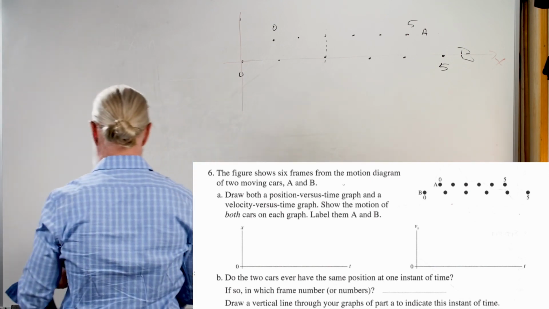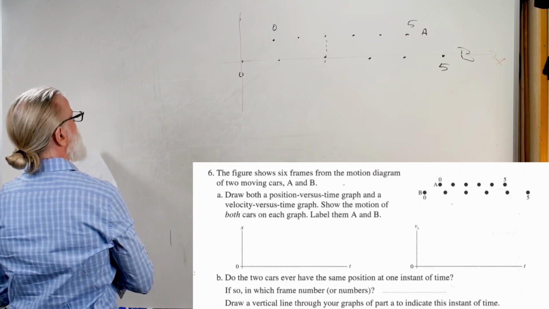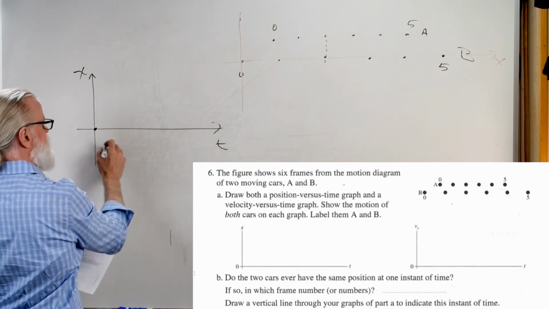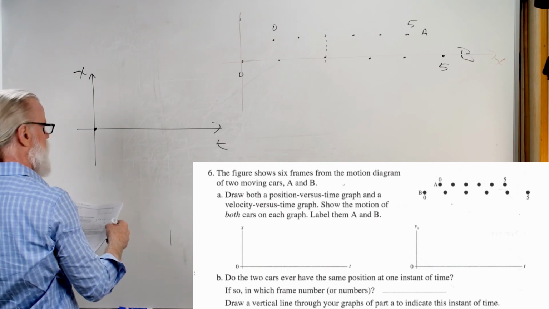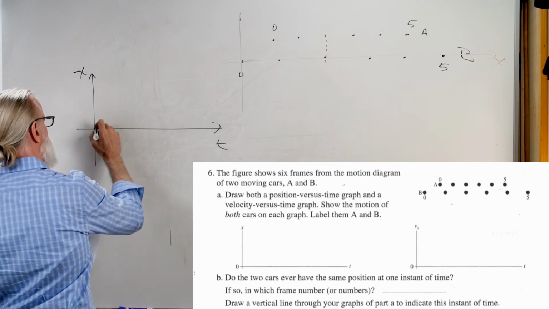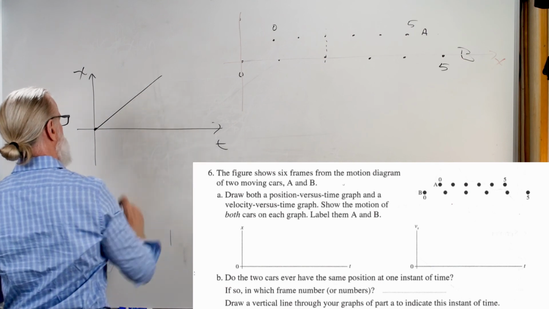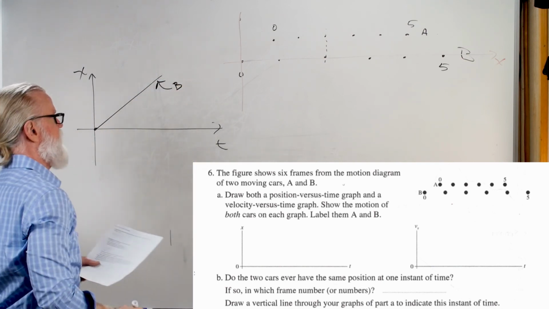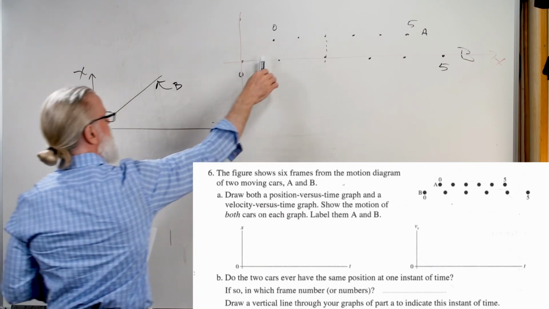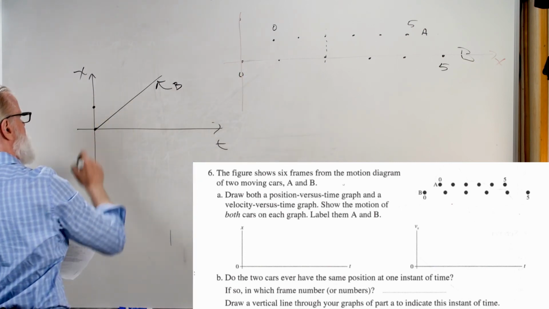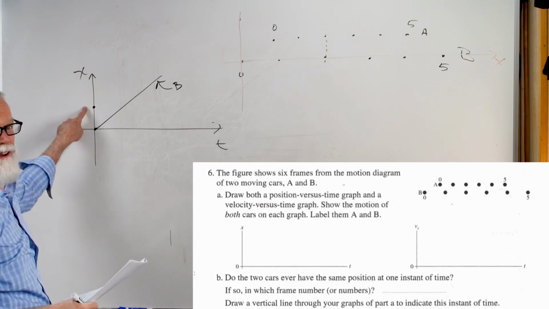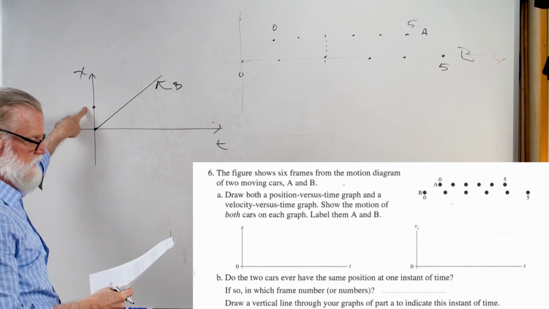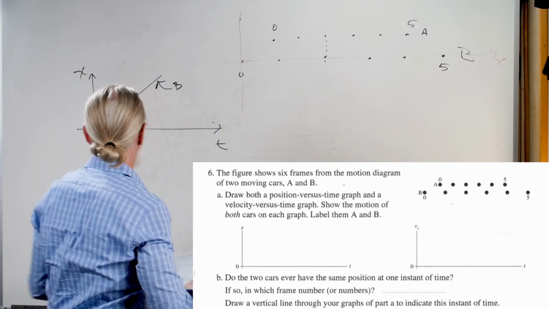All right, so what do we got? Position versus time. B starts at 0, and B is going faster than A. You can see they're spread apart, so go something like that. This is B. And then A actually starts at a positive position at time 0. So I'm going to put it here. It's going slower. And they are at the same position at time 3.